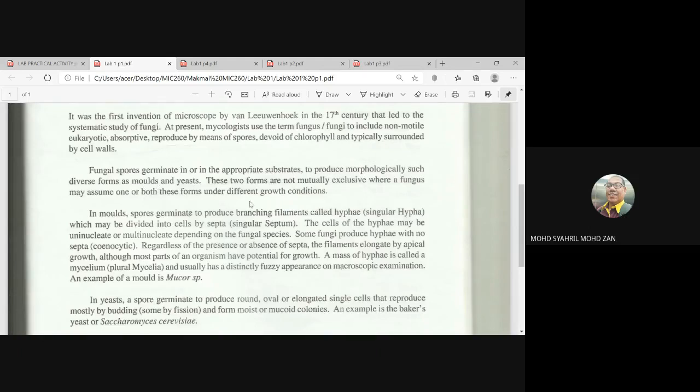Okay, these two forms are not mutually exclusive, where a fungus may assume one or both these form under different growth conditions. Okay, so sometimes mold ni boleh hidup dengan cepat. Kadang-kadang yeast hidup dengan lambat, antara dua. Tapi yang mana satu bergantung kepada growth condition. Right? For example, in mold, spore germinate to produce branching filament called hyphae.